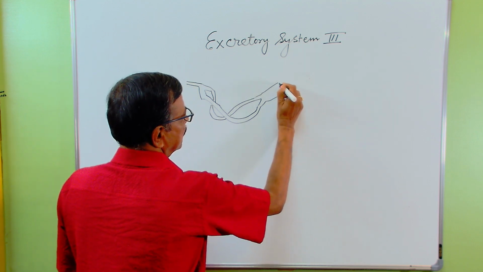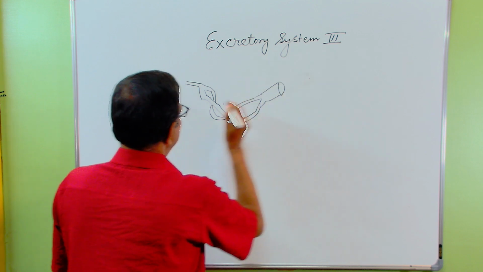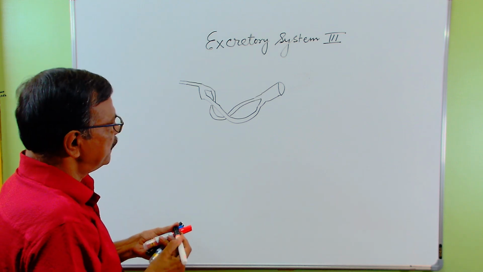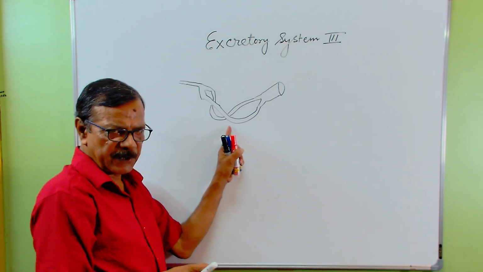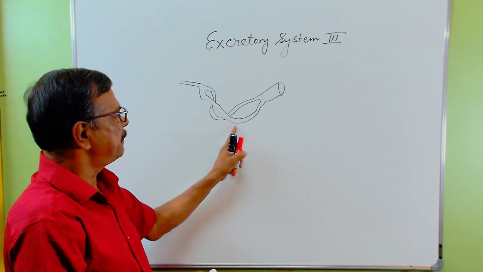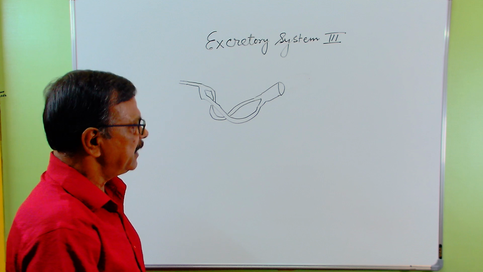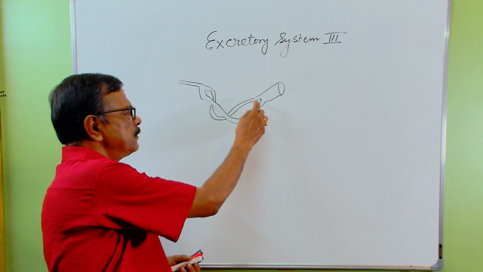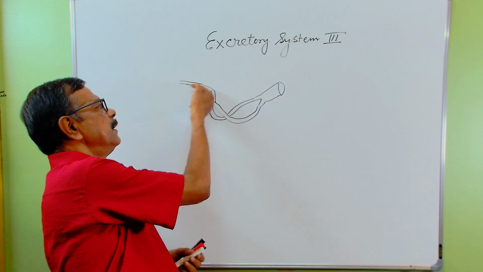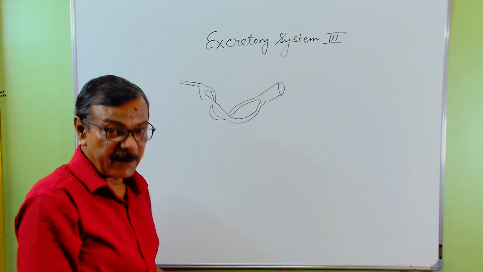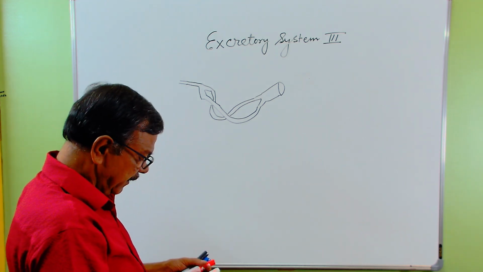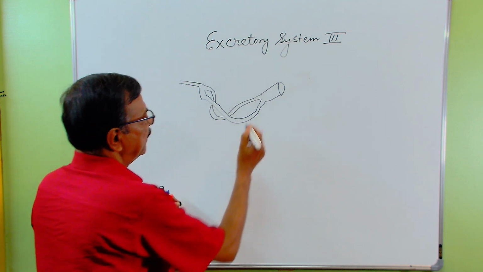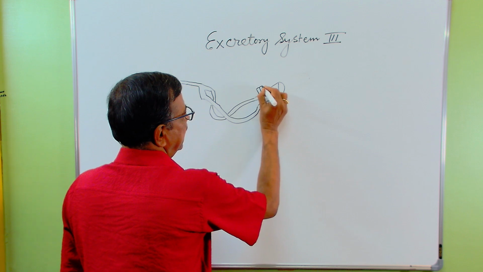This one is wide and short. This is narrow and long. This arrangement has been made to maintain a high pressure system here. In an injection, if you send some liquid from a greater diameter to a smaller diameter, the speed will increase.